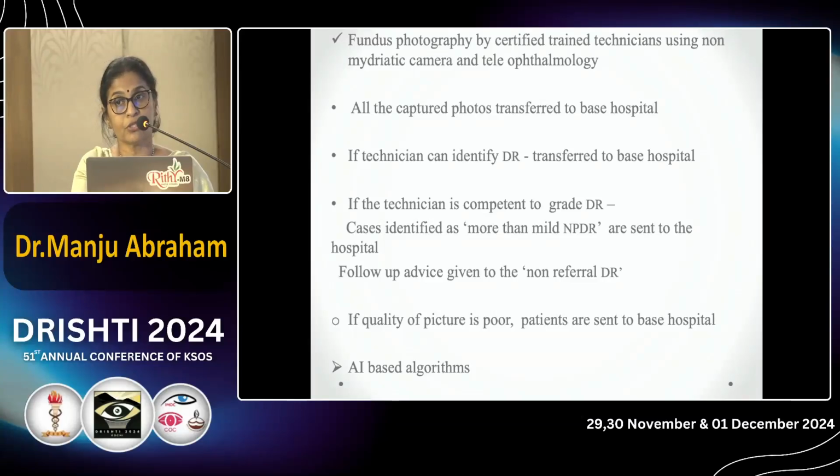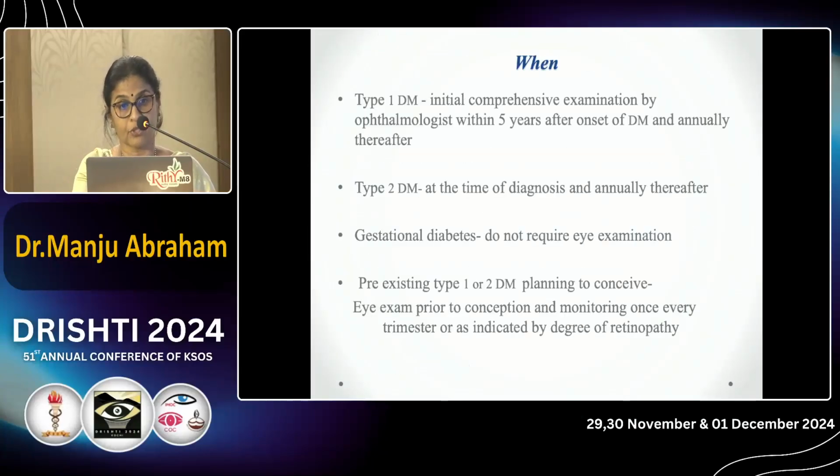There, the ophthalmologist sees these images. A report is sent back to the NCD clinic or the diabetic clinic, and patients with sight-threatening retinopathy are asked to report to the main hospital. And the ophthalmologist should also see at least 10% of the normal images just to cross-check. Now, if the quality of the picture is poor, it may be due to cataract or a small pupil. Those people should also be sent to the base hospital.